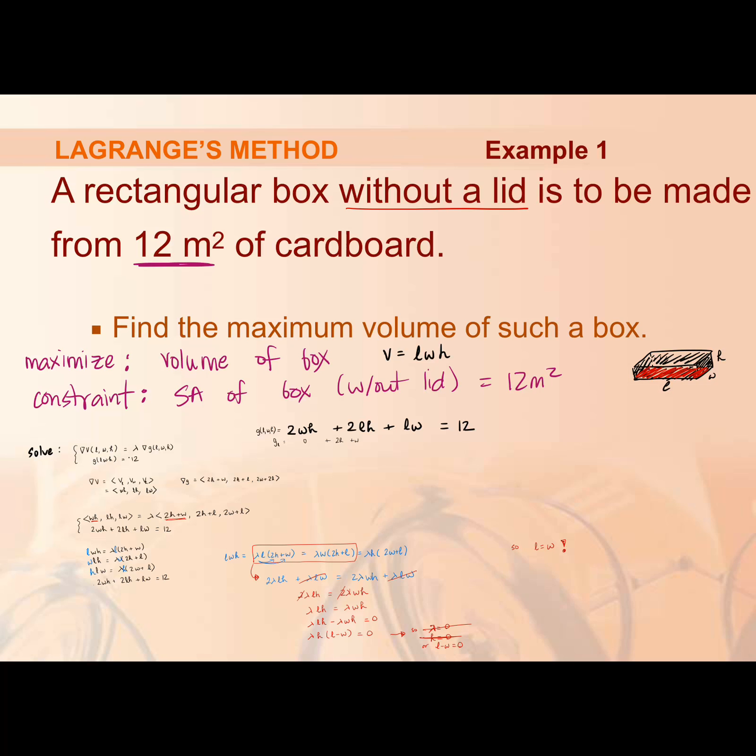All right, so we say, yay, that simplifies things. Now, let's look here at our second equation, because now let's look at this equation right here. So if lambda W times 2H plus L is equal to lambda H times 2W plus L, that means that 2 lambda WH plus lambda WL is equal to 2 lambda WH plus lambda HL.